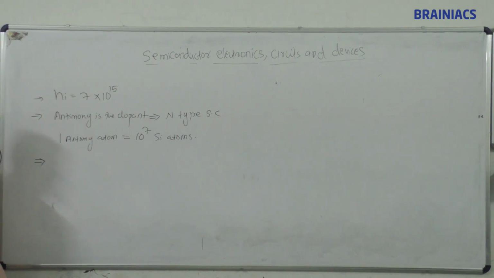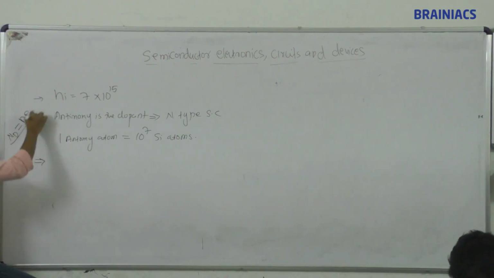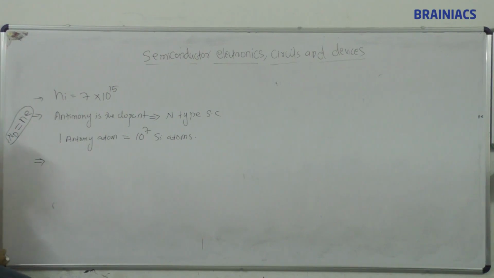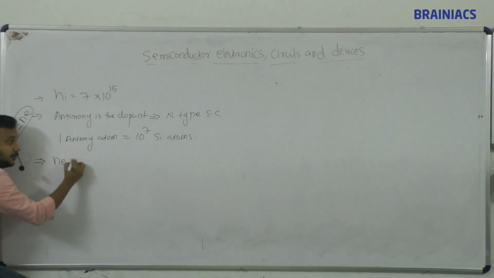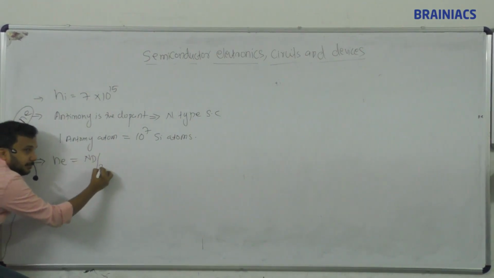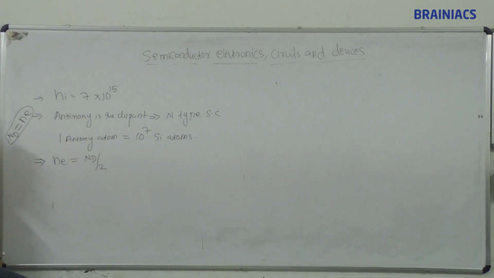Assume that half of the impurity atoms are contributing to current. What is the meaning of this one? This antimony, the total number of antimony atoms is called what? Donor impurities. Previously we told donor impurity is equal to number of electrons. Now in the question they told half of the donor impurity is contributing to current, which means the number of electrons is equal to Nd divided by 2.